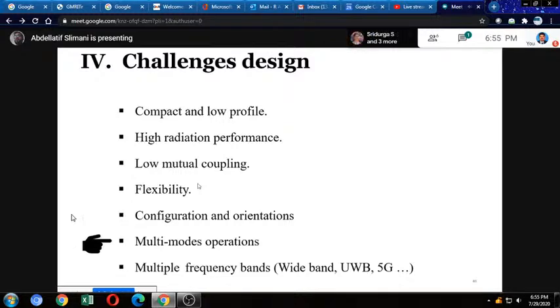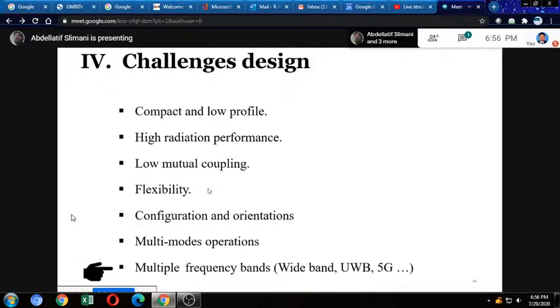Multi-modes operation. Here I talk about TE and TM modes, and I can talk about polarization: vertical, horizontal, or circular polarization. If I have an array antenna that can function for vertical, horizontal, and circular polarization, it is better than an antenna that functions for just one single mode.